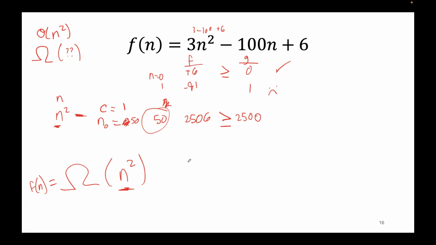Okay, so we found a constant, we found an n naught. Those are our two keys. Are we good to move on?